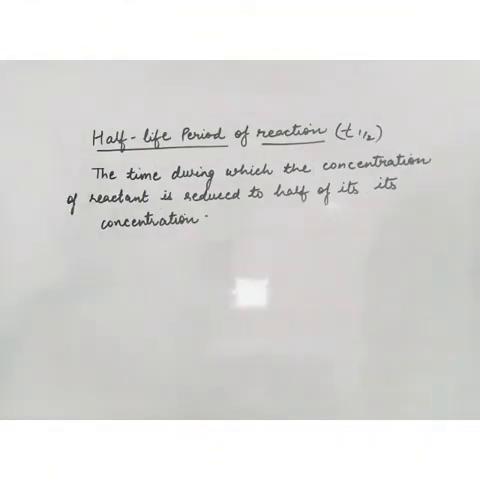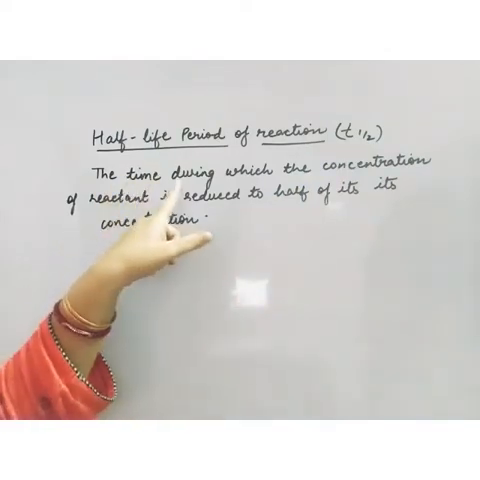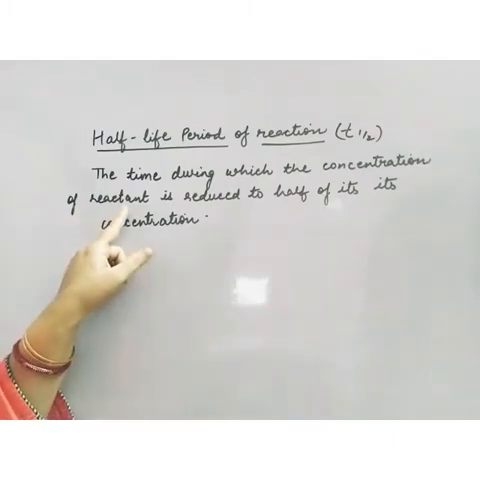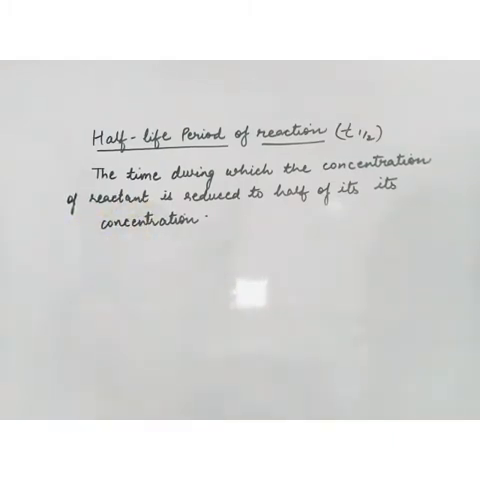So we have derived the integrated expressions for zero and first order reactions. Derivations come in the paper and numerical problems also come. Now we are going to start a new topic, that is half-life period of a reaction. This half-life is denoted by T half. Now what is the meaning of half-life? It is the time during which the concentration of reactant is reduced to half of its initial concentration.